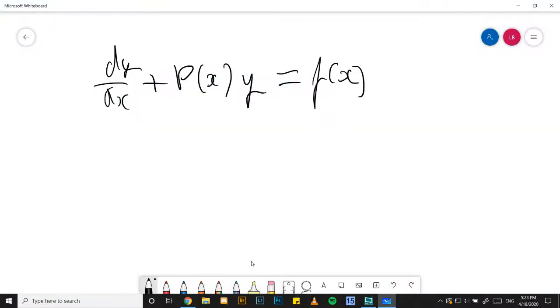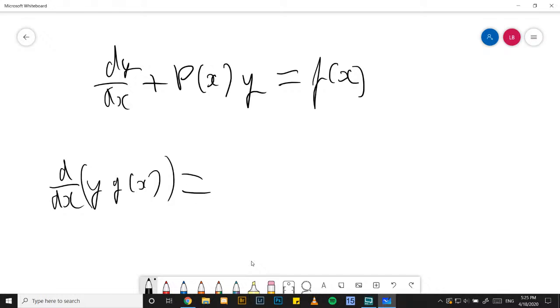dy/dx plus p of x times y is equal to f of x. Basically, the idea behind the integrating factor is that you're trying to use the product rule. So say I had some random function, y times g of x, right? y is some function of x as well, and g of x is another function of x as well. y times g of x, right? That's fine. Let's try and differentiate this.